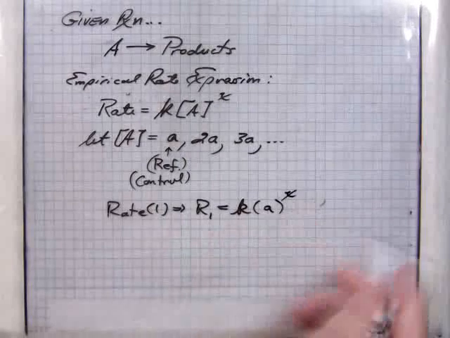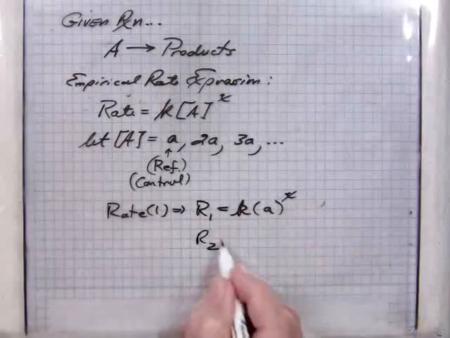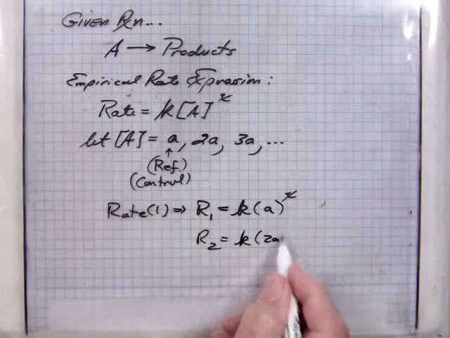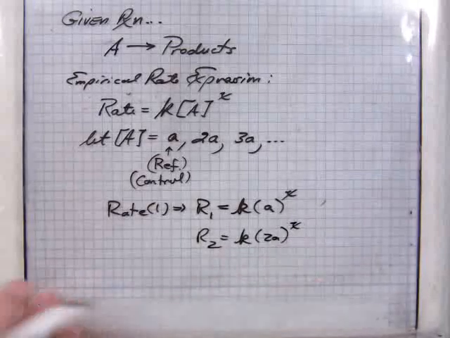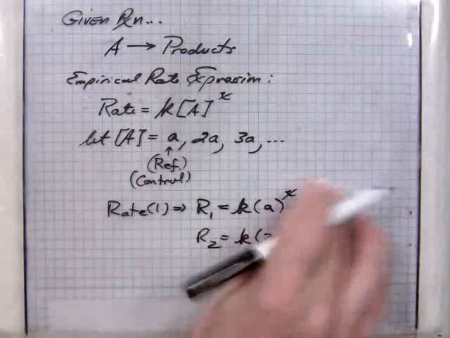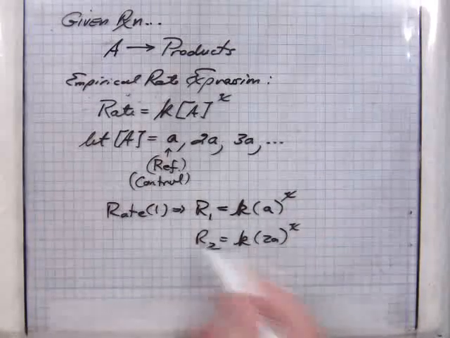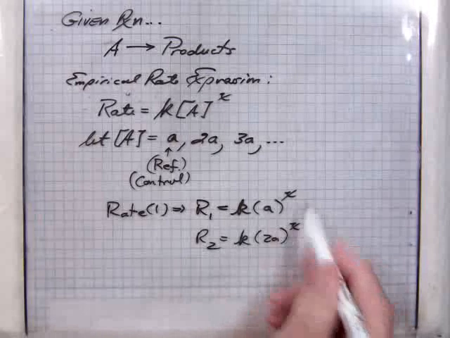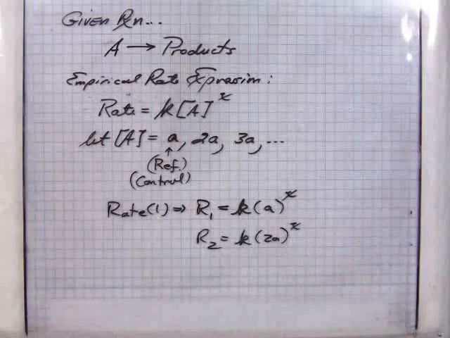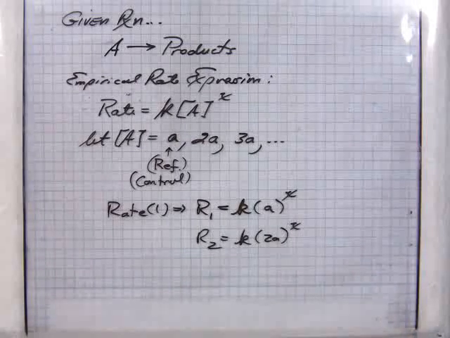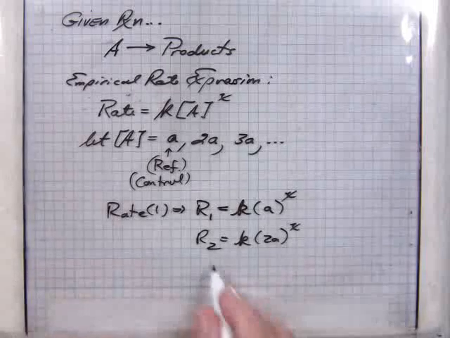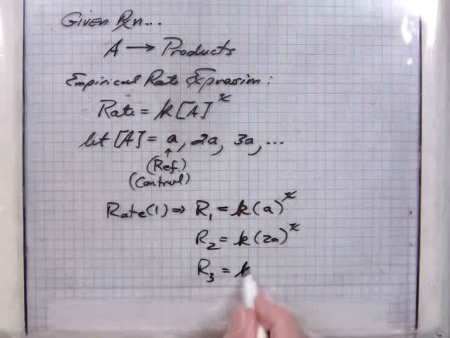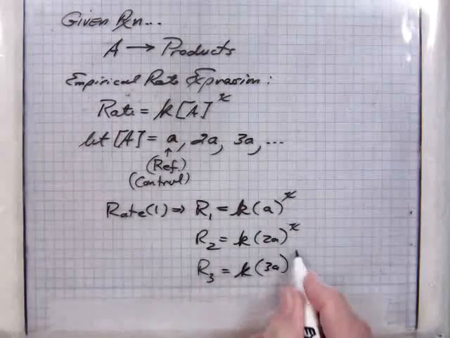And then we'll have R2 equal K, and then we'll double the concentration at the same X value. So what we're looking at is how does the reaction rate change assuming whatever X is. X can be a whole number, a negative number, or a fraction. Now I'm just going to use positive whole numbers for the moment, and we'll translate into negatives and fractions some other time. Okay, and of course rate 3 would be K times 3A raised to the X power.